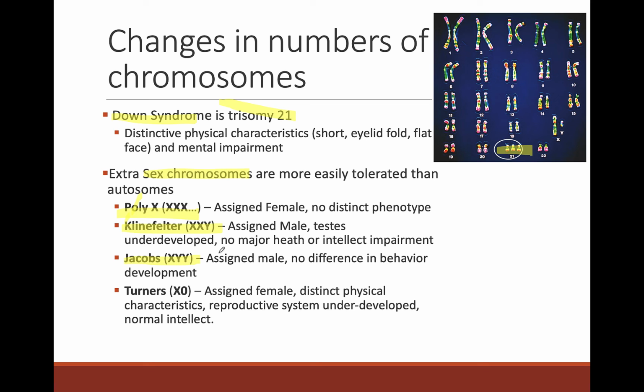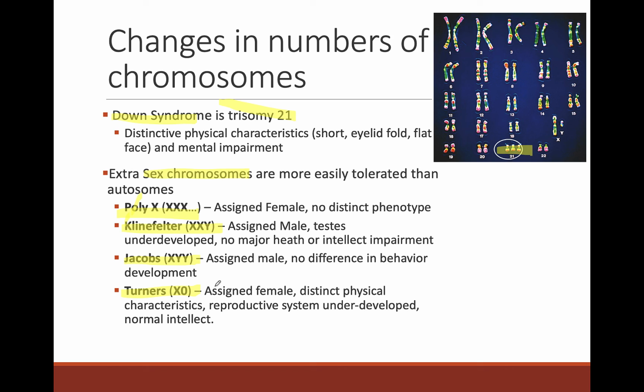Jacob syndrome occurs when a male individual has an extra Y chromosome. These individuals tend to be tall, have acne, and experience speech and reading difficulties. They are fertile and have no difference in behavioral development than unaffected males.